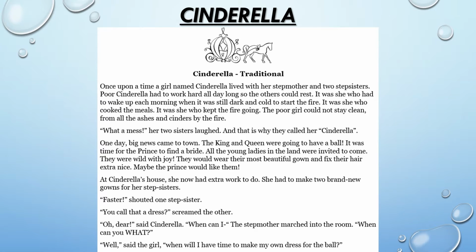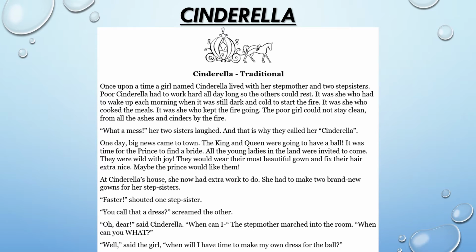Once upon a time, a girl named Cinderella lived with her stepmother and two stepsisters. Poor Cinderella had to work hard all day long so the others could rest. It was she who had to wake up each morning when it was still dark and cold to start the fire. It was she who cooked the meals. It was she who kept the fire going. The poor girl could not stay clean from all the ashes and cinders by the fire. "What a mess," her two sisters laughed, and that is why they called her Cinderella.